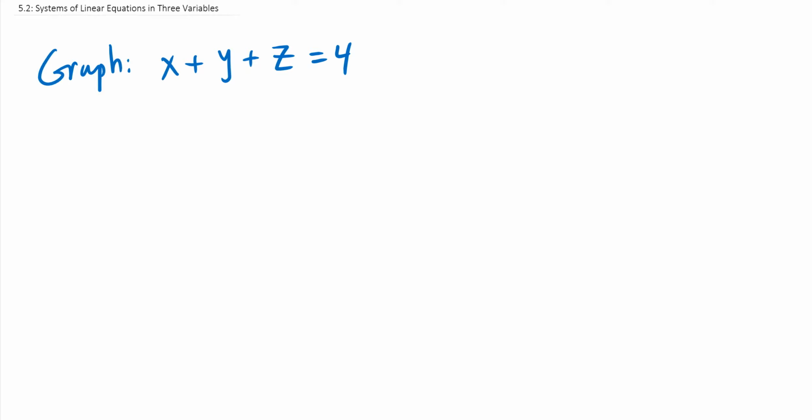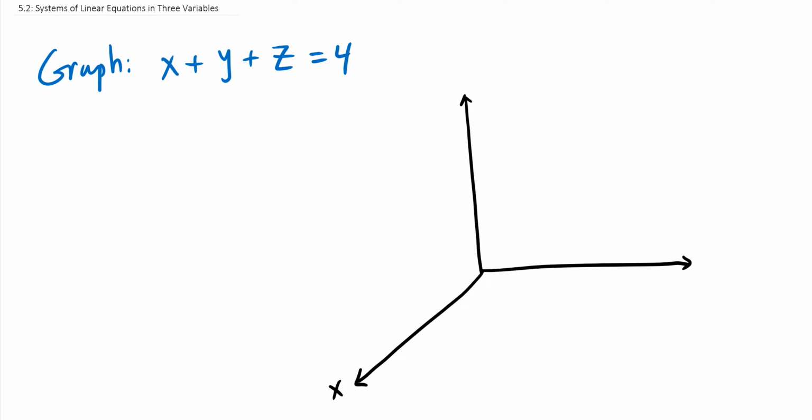This is one equation that has three variables in it. So how are we going to graph something like this? To do so, watch how we're going to do this. We are not going to do x and y anymore, the xy plane. So we're going to do x, y, and z. You can label them the way you like.